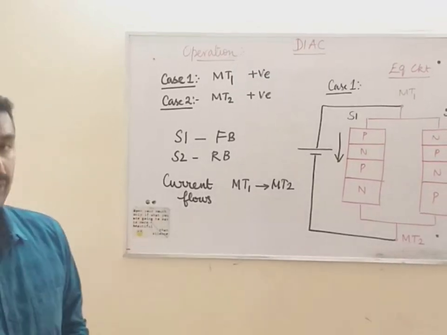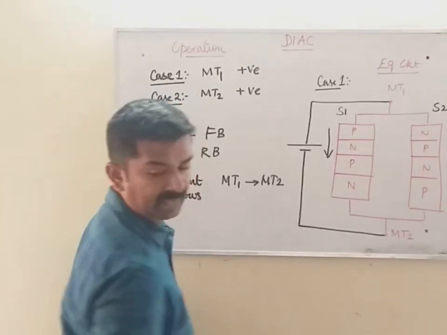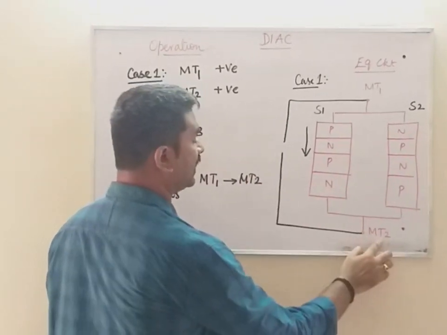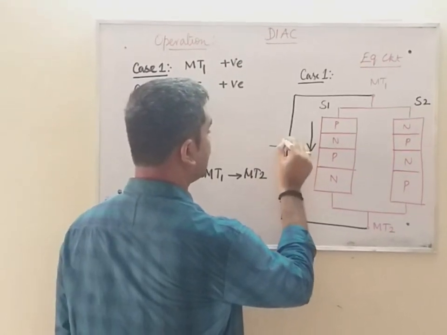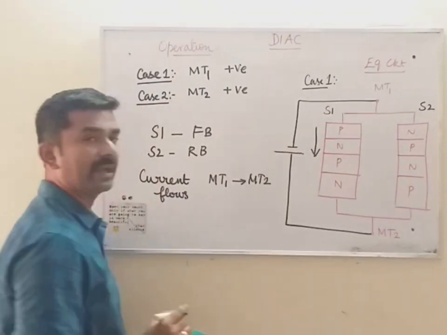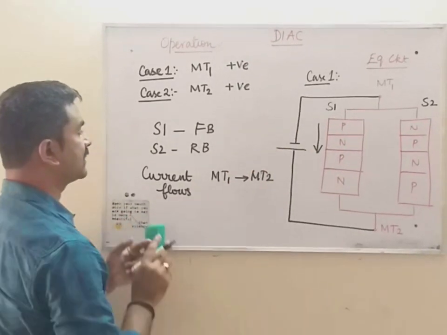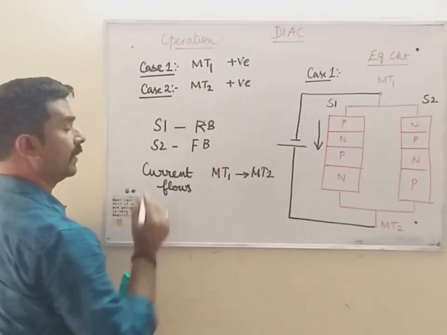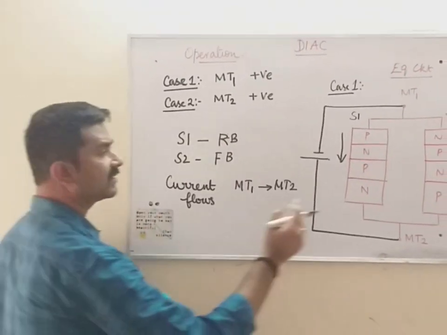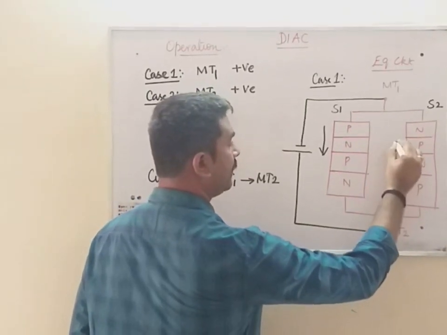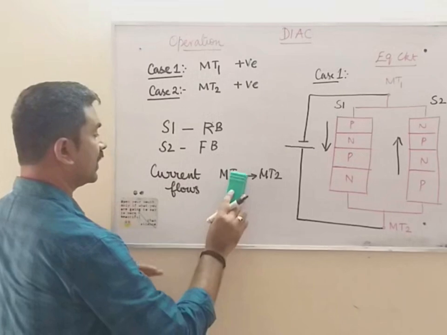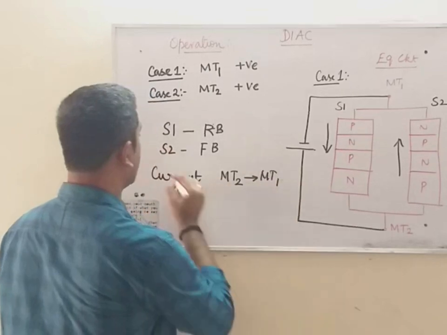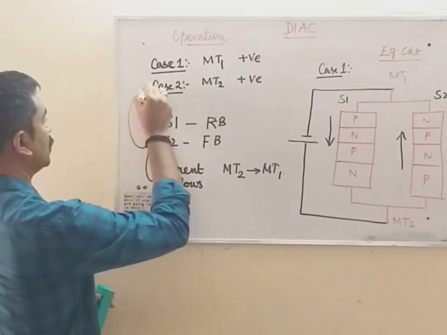During case 2, MT1 is made more negative, or rather MT2 is made more positive than MT1. Now what is going to happen? Stack 1 is reverse biased and stack 2 is forward biased. And so the current is going to flow from MT2 to MT1. So current flows MT2 to MT1, and this is for case 2.